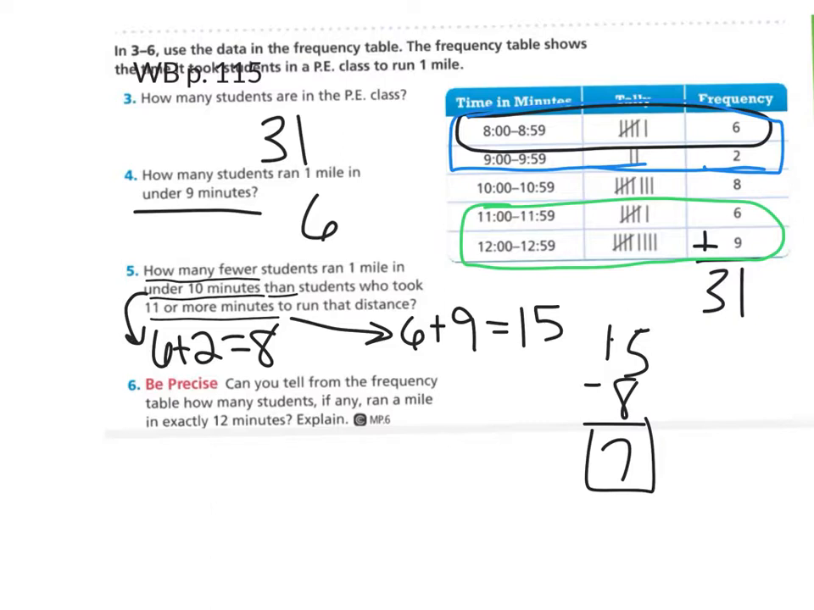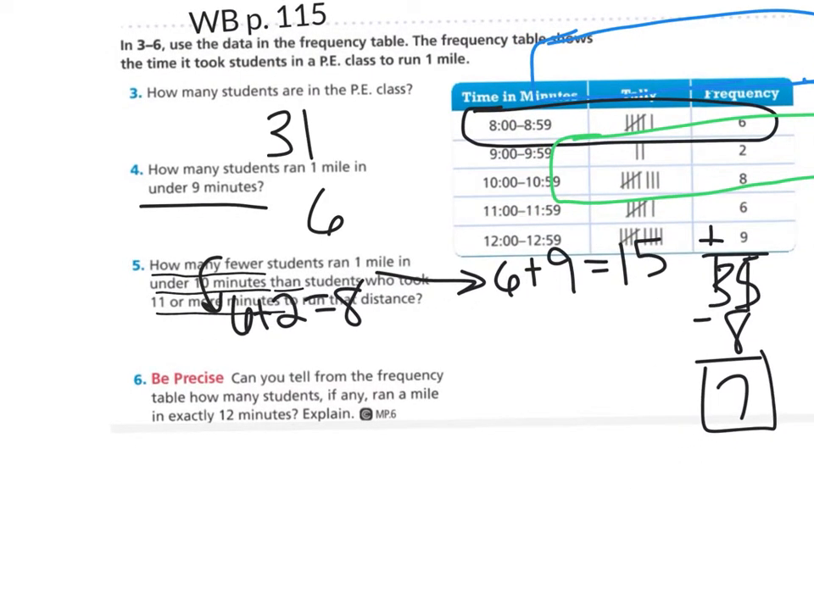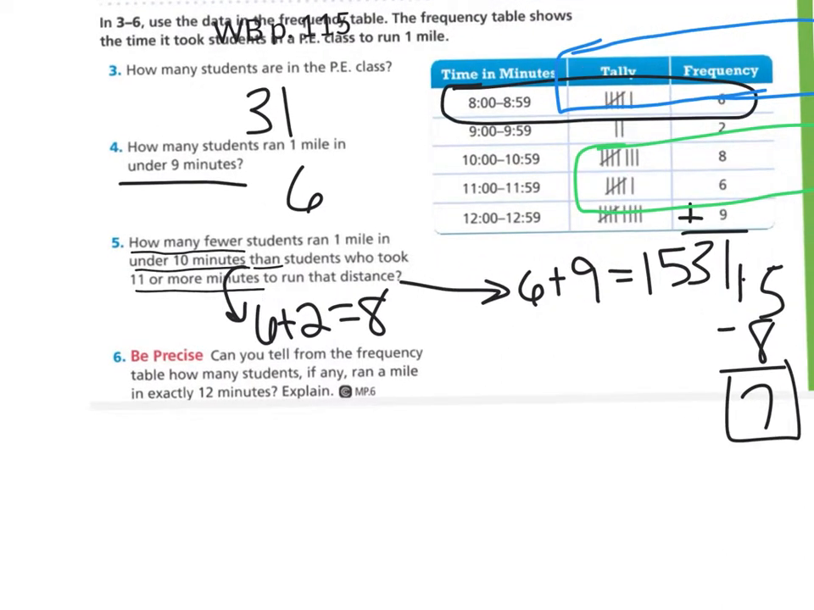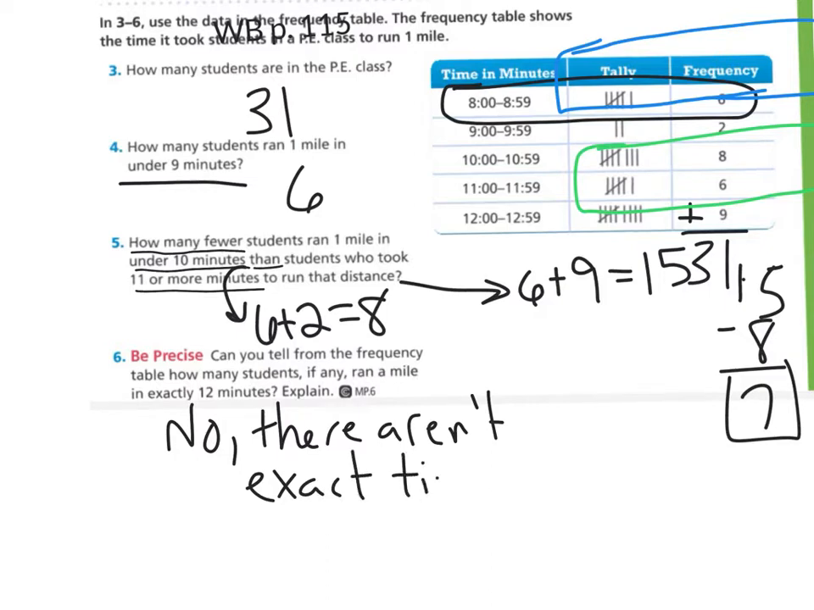Okay. Number 6, can you tell from the frequency table how many students, if any, ran a mile in exactly 12 minutes? So look at the frequency table. Do we know exactly how many people did 12 minutes? No. Okay. Again, it has to do with the fact that these are intervals, not exact times. So we could say no, there aren't exact times listed, something like that. Just ranges of times or intervals of times.